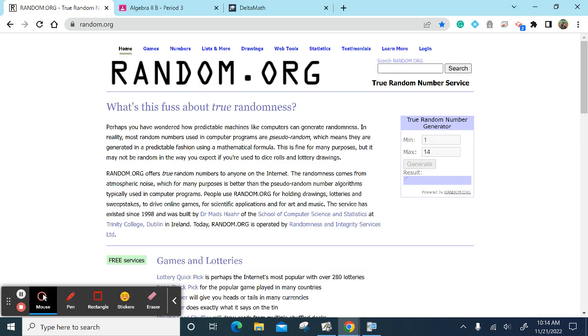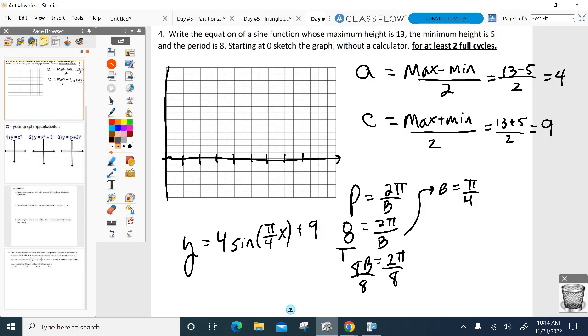Back to the problem. What's my max? What is it? 13. Somewhere it's got to go 13. What's your midline? Also the shift. 9's got to be on here. And the minimum, which is 5. 5, 9, 13 have to be somewhere on here. And they can't be down here. Why not?